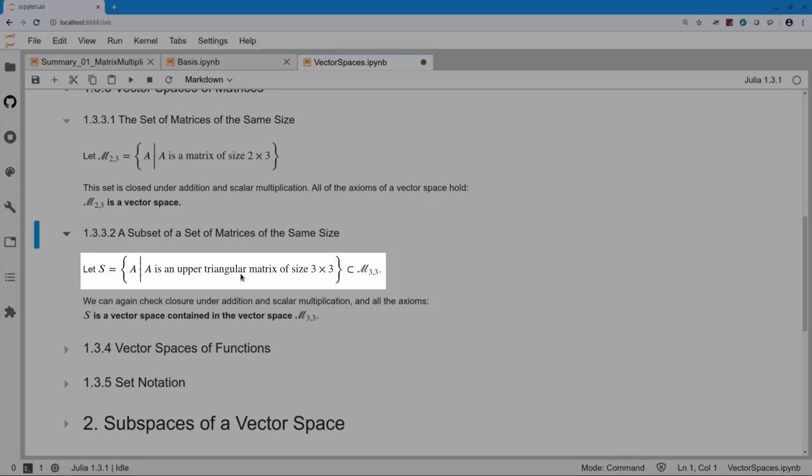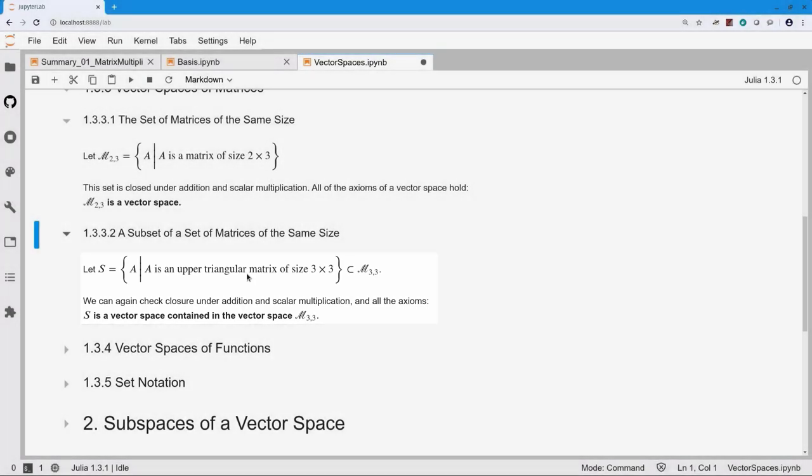And again, if we check, upper triangular matrices are closed under addition. Take two upper triangular matrices, add them together. The zeros add to zero, and therefore the result is still an upper triangular matrix. Similarly with scalar multiplication. And again, everything works out. The set of upper triangular matrices of fixed size is a vector space.